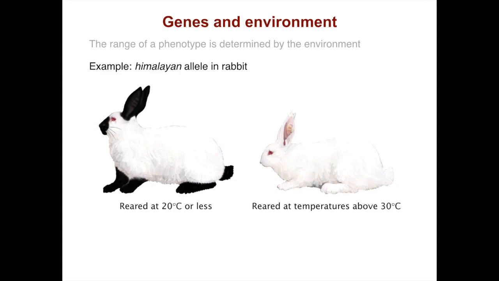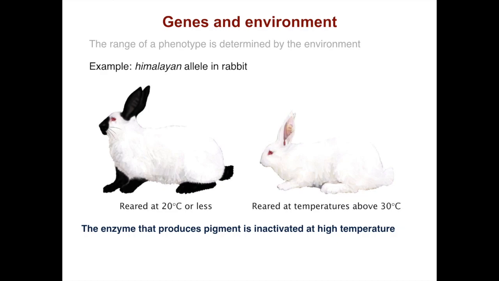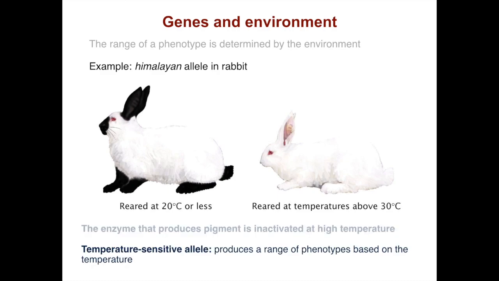Rabbits that are reared at 20 degrees C or less have a different pigmentation than rabbits that are reared at temperatures above 30 degrees Celsius. This is because the enzyme that produces the pigment is inactivated at high temperatures. This is therefore a temperature-sensitive allele, which produces a range of phenotypes based on the temperature.